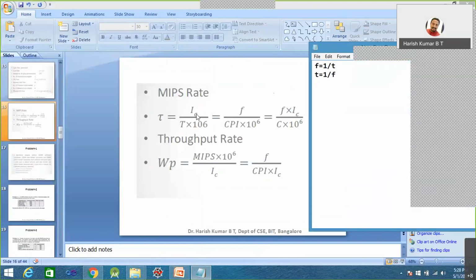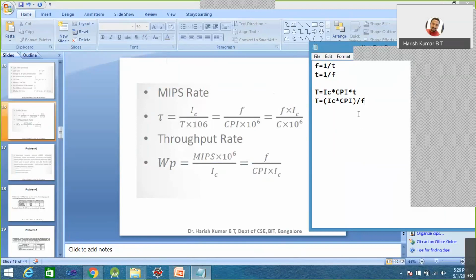Here, MIPS rating is equal to IC by T into 10 raised to 6. It is not 106, it is 10 raised to 6. That is the MIPS rating, written like this. Now IC by T can be replaced by F by CPI. So now we have the equation T is equal to IC into CPI into small t. This T can also be written as IC into CPI, and instead of that small t or tau, I can write 1 by F, like this. T is nothing but 1 by F.